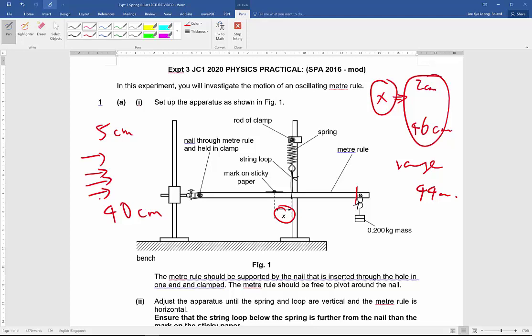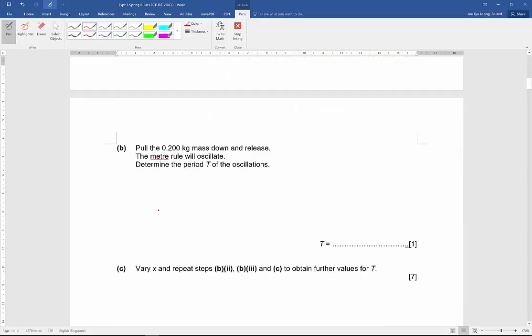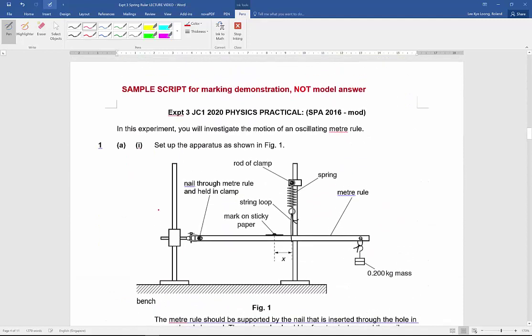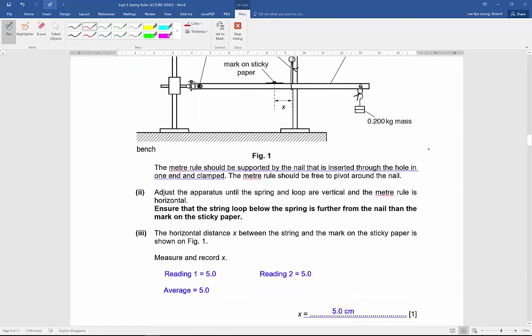Now, how I'll go through this experiment is, first, let me show you a script. This is a sample script for marking demonstration. What I'm going to show you here is not the model answer. The model answer will come at the end. I just want to show you the thought process as we mark the practical. So let's look at this script.